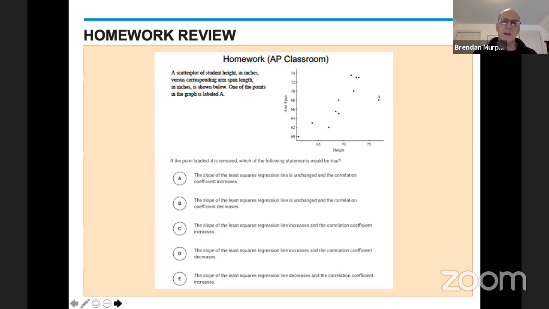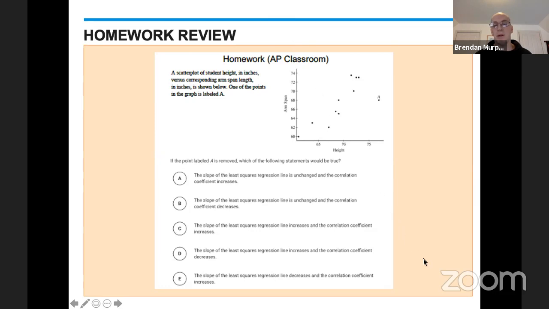I'm going to say on an AP exam, if we ever asked a question about it, it would probably be pretty obvious what was the explanatory variable versus what was the response variable. So in this problem, we'll assume that the height is the explanatory and the arm span is the response. One of the points in the graph is labeled A. So A is over here, kind of on the right-hand side. If the point labeled A is removed, which of the following statements would be true?